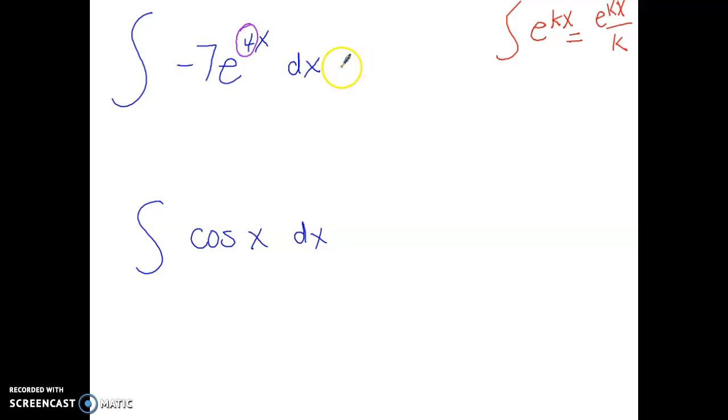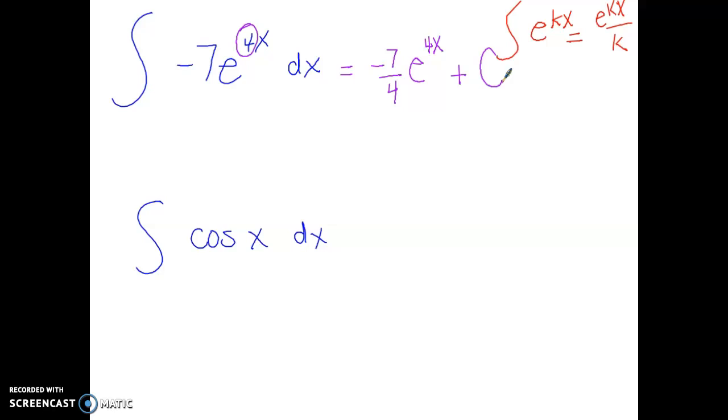So if I'm integrating this, I would still have e to the kx, or in this case, e to the 4x. I need to divide it by the number 4, and I have a coefficient out front of negative 7, so I can just show that as negative 7 over 4. Since I'm integrating, I need to also include plus c. There could be a constant that was there to begin with before it was derived.